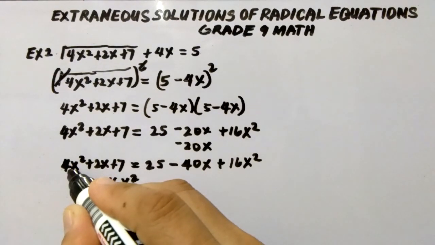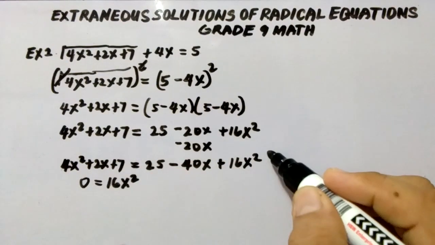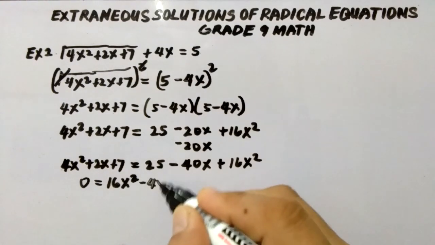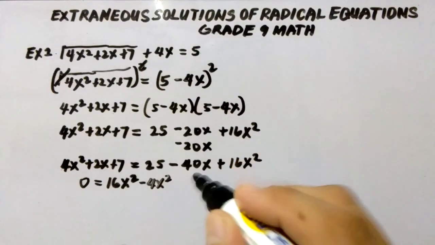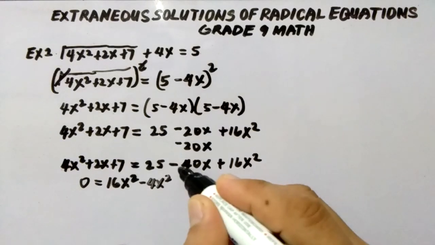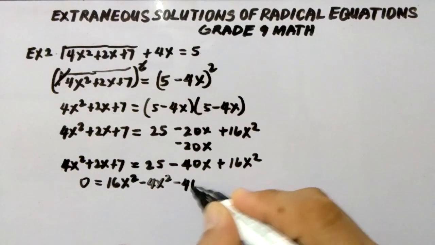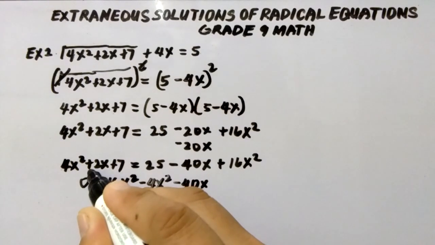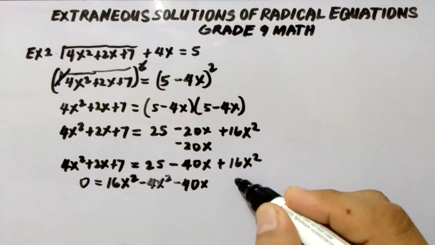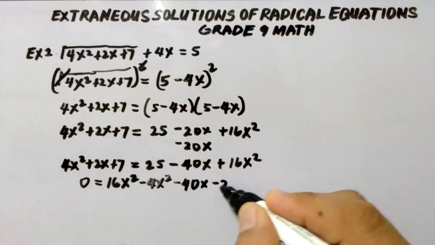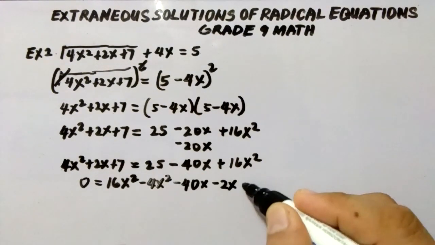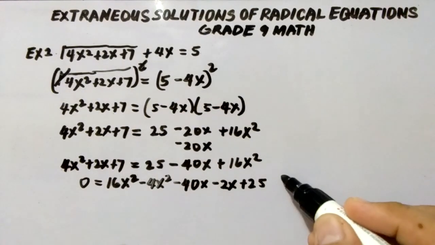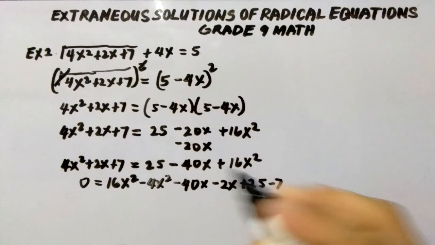Okay, so, pag tabihin na po natin yung kanyang like term. So, meron po tayong 4x squared dito. Transpose to the right side, positive 4x squared becomes negative 4x squared. Then, we have negative 40x. Then, meron po siyang kapareho, positive 2x transpose to the right side becomes negative 2x. Then, we have positive 25. Then, positive 7 transpose to the right side becomes negative 7.